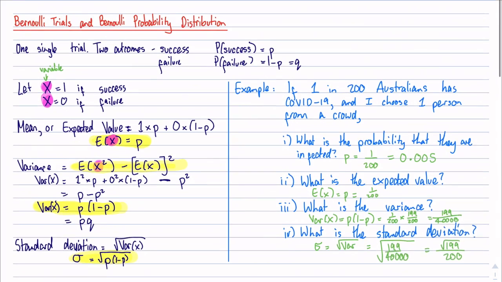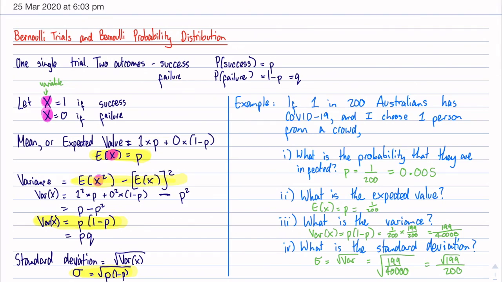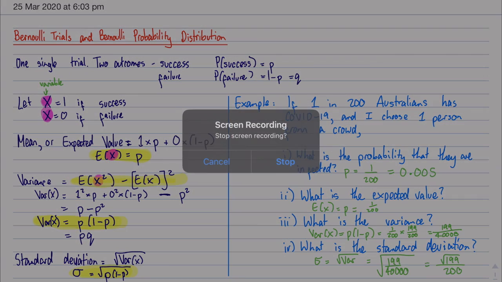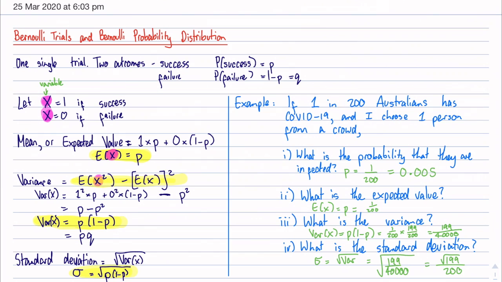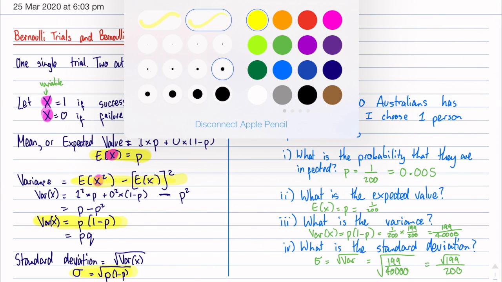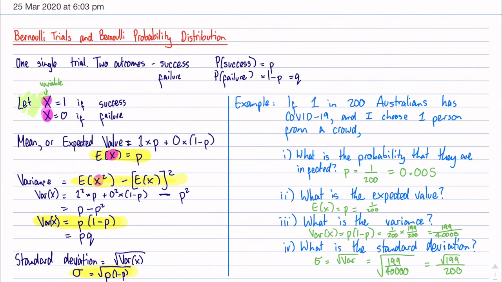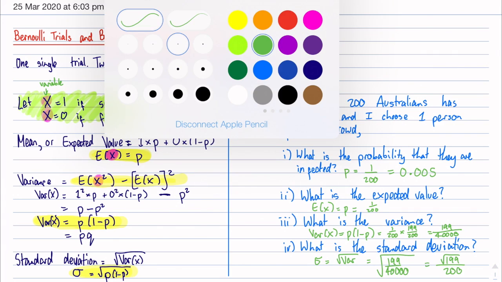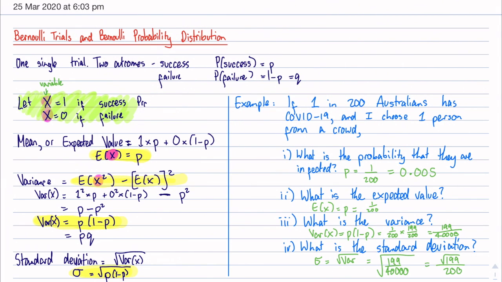Yeah, that's it. That's Bernoulli trials and the Bernoulli probability distribution. Oh, just to let you know, this thing here is what I mean by the Bernoulli probability distribution. But you also need the information: probability of success equals P, probability of failure equals 1 minus P. That's it.